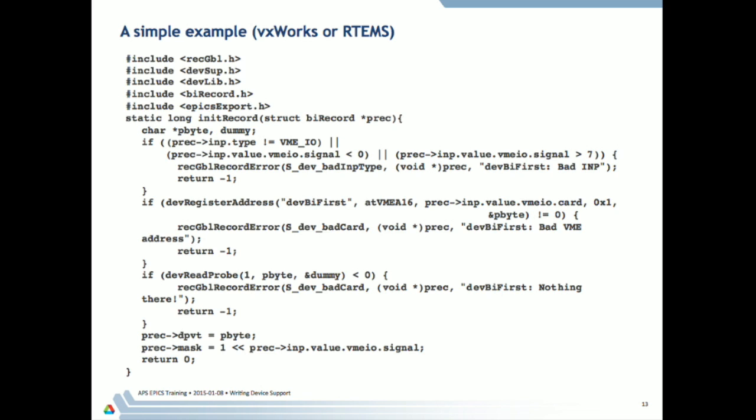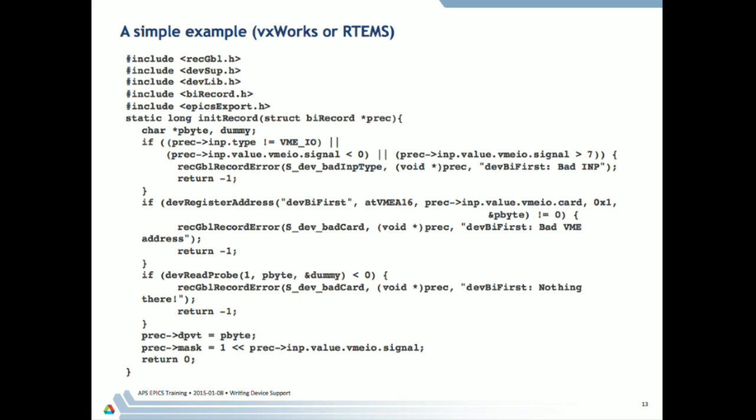takes a pointer to our record, and as part of that, the first thing we do is check that our input field has the address type VMEIO. And if it doesn't, then there's probably something wrong in our DBD files, so we need to give an error there. We check that we've got a VMEIO, and in this case, we're also looking to see that the signal number is between 0 and 7. If it's not, then there's a problem. Actually, no, we don't put it in an alarm state, but we just return an error, and that will print up an error on the console as the IOC boots up, basically saying we have a bad input.